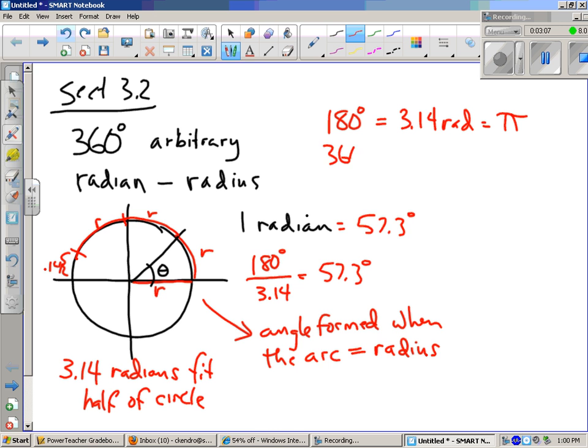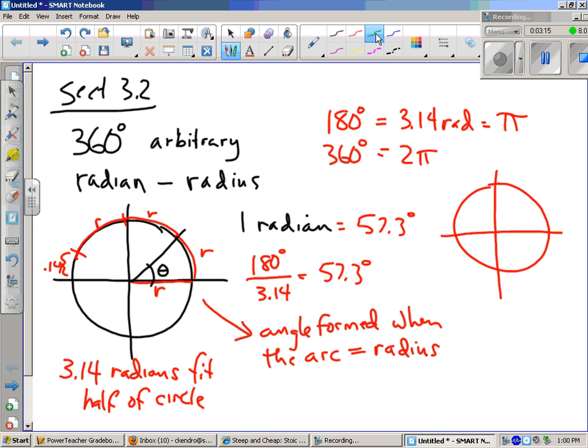So that means 360 degrees is 2 pi. So drawing our circle, if I were to go halfway around, that would be pi, and all the way around would be 2 pi, or 180 and 360 degrees. So you have to get used to those being the same thing.